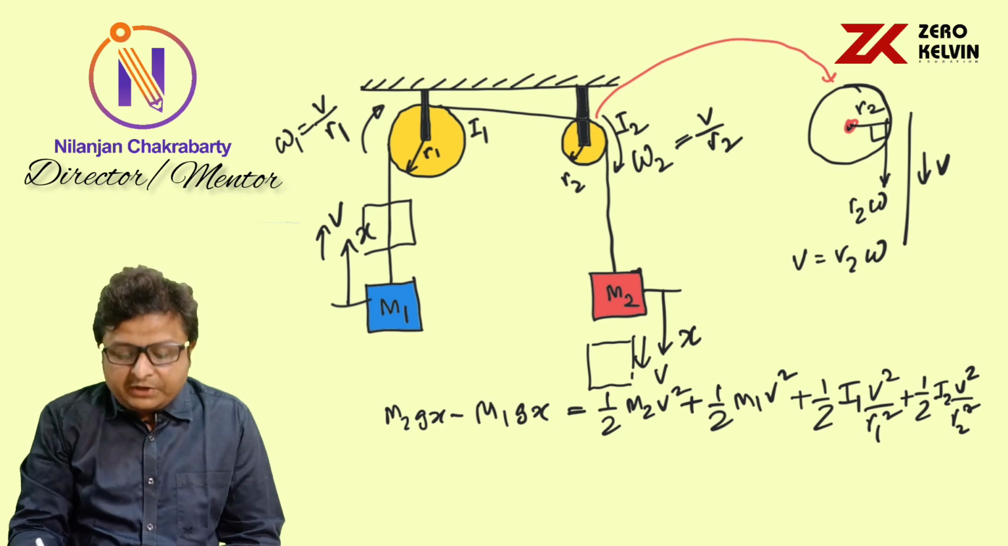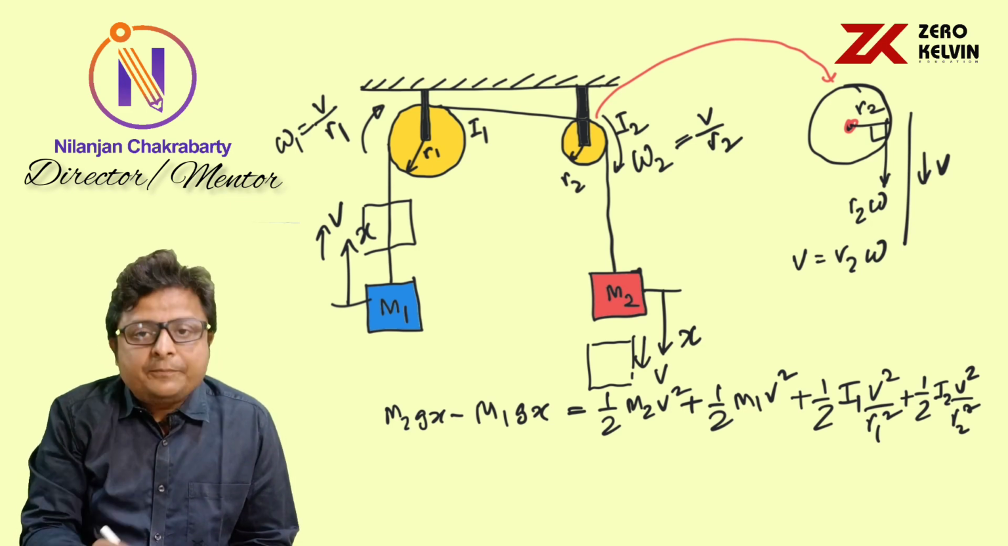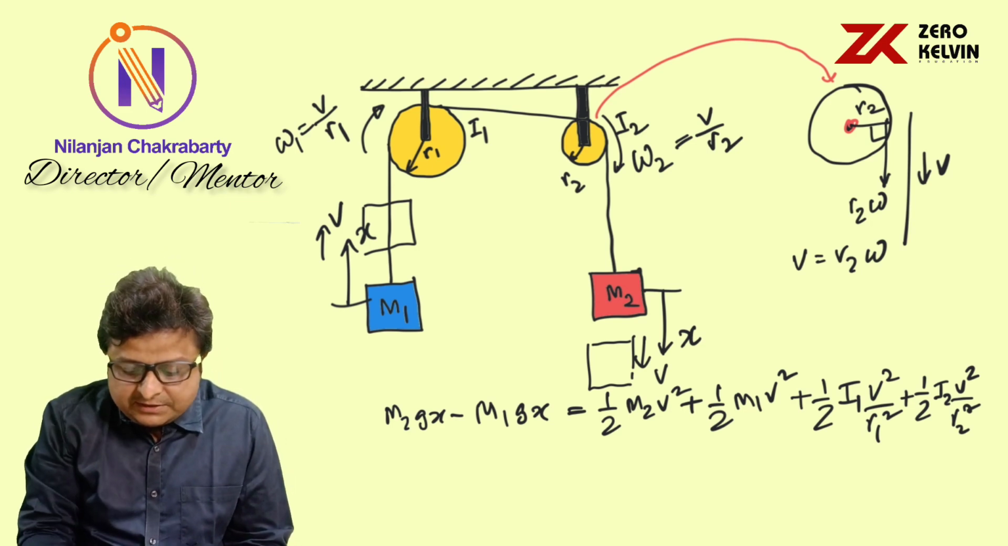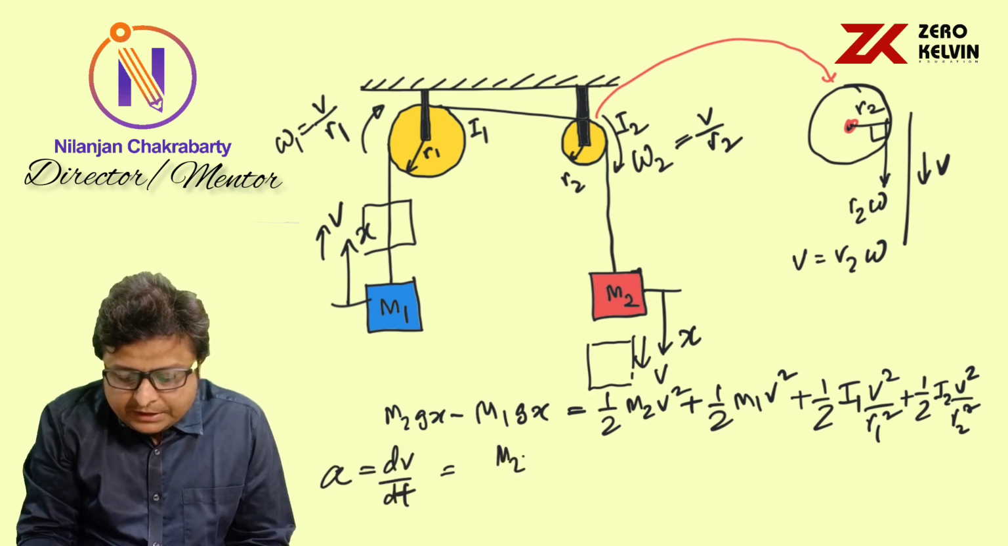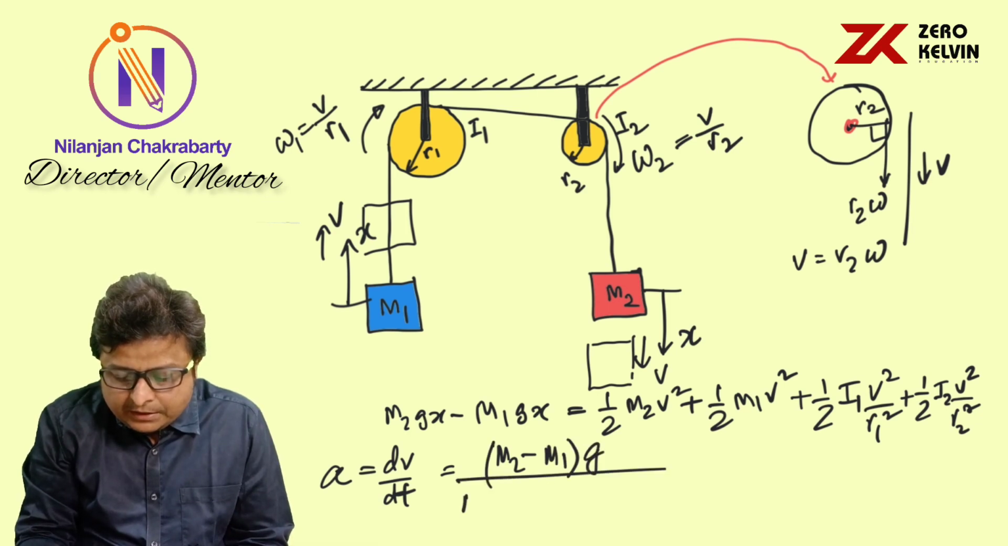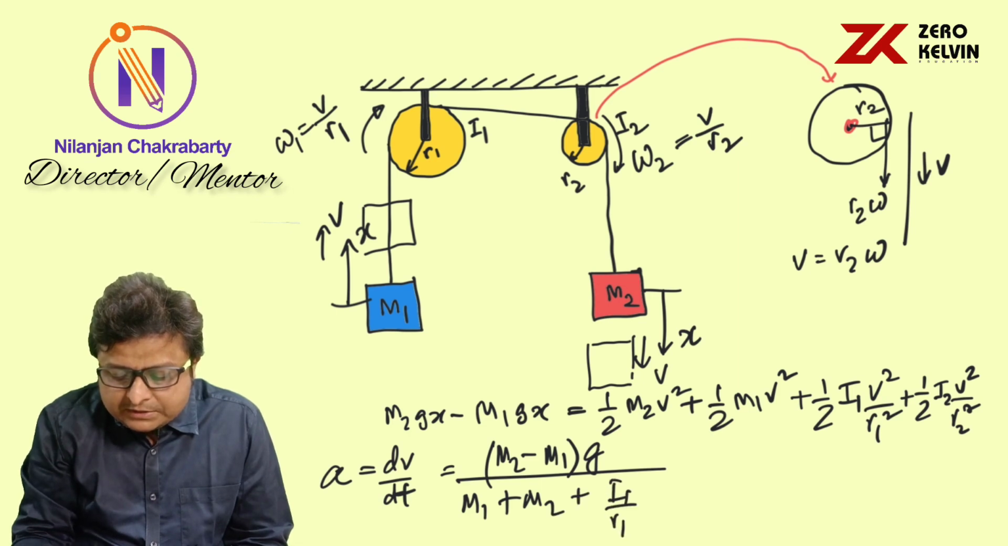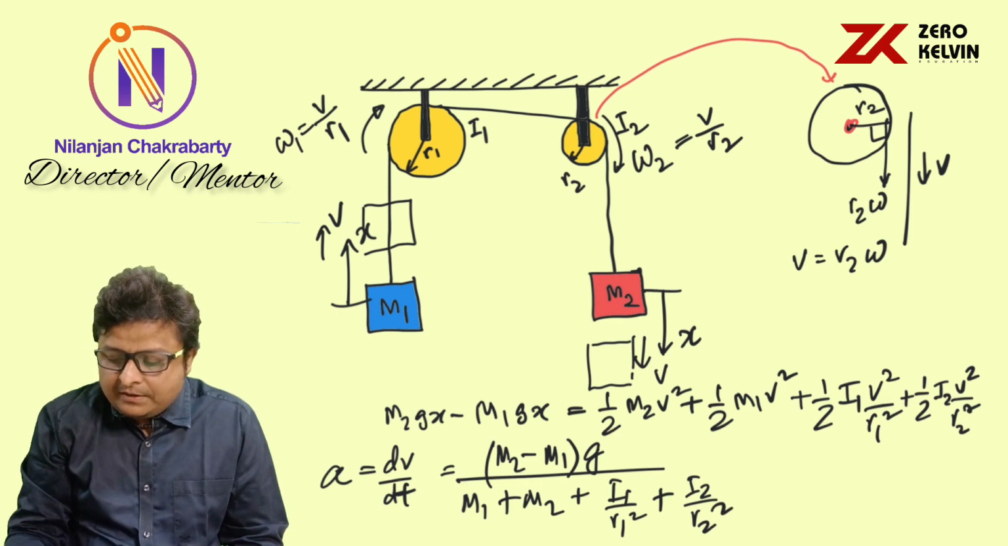Now you can differentiate both sides with respect to t and easily find the acceleration, which is dv/dt. That happens to be equal to (m2 minus m1) g divided by (m1 plus m2 plus I1 by r1 square plus I2 by r2 square).